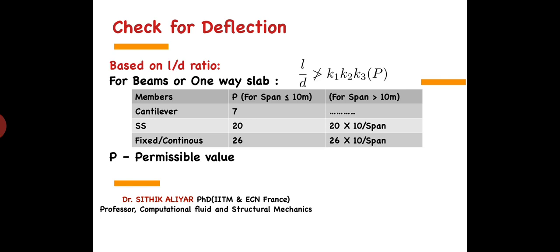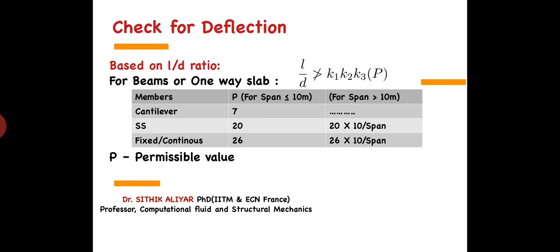For span length greater than 10 meter, for cantilever you cannot have a span more than 10 meters, so they didn't give any value. For simply supported beam, it is 20 into 10 meter divided by the span length, so that will be another ratio. For fixed or continuous, 26 into 10 by span. The table I have shown here is the P value. I told you this P is the permissible value.